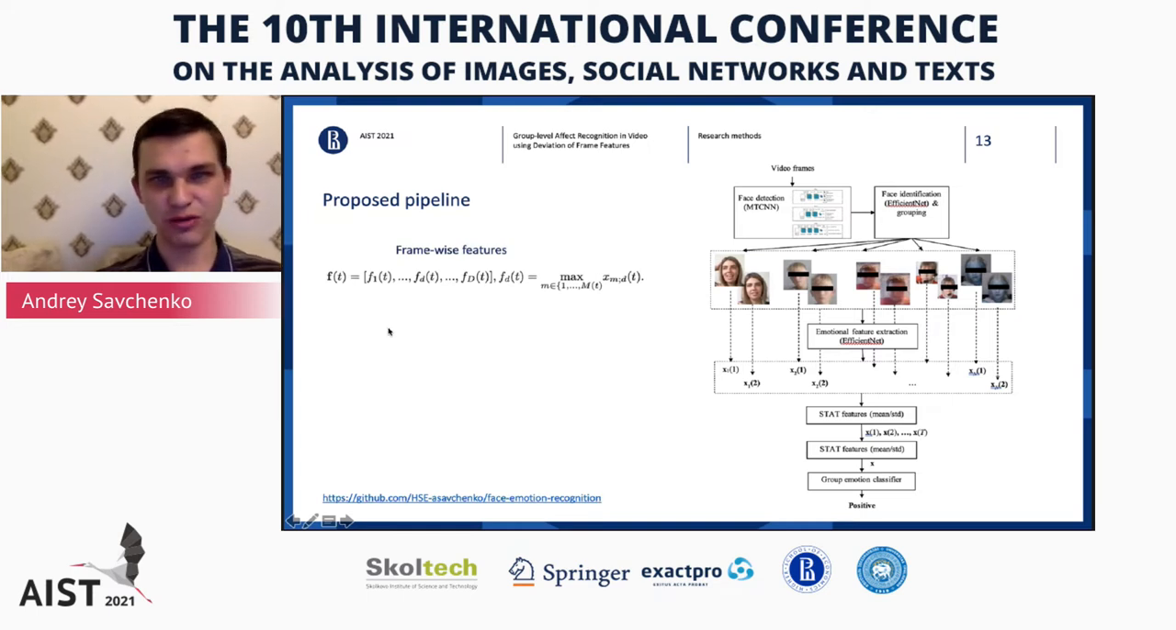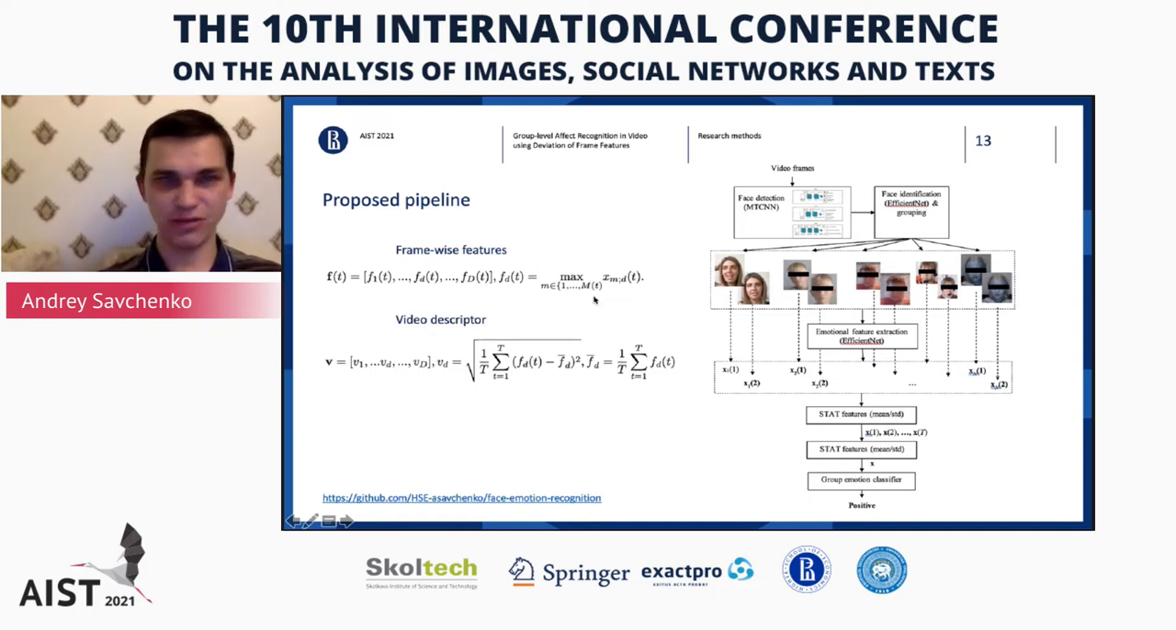In another way, we can compute the frame-wise feature. This is the features of all faces in one frame. And after that, we compute the video descriptor. Here we will show in our ablation study that simple maximal features work better. And for computing the video descriptor, we are interested only in the standard deviation of these frame-wise features. But for sure we can use so-called stat features, concatenating mean, maximum, standard deviation, and so on and so forth.